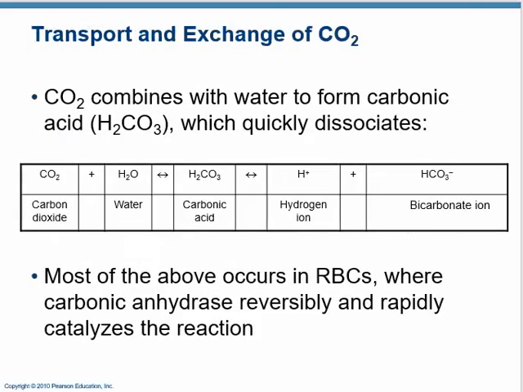So if we look at it, CO2 plus H2O becomes H2CO3, carbonic acid, which is going to dissociate into H plus and HCO3 minus. Now, when we talk about fluid electrolyte acid base, in that unit, we will talk a lot more about this. But it works out that 70% is this, 10% is this, and the remaining 20% is attached to the hemoglobin.